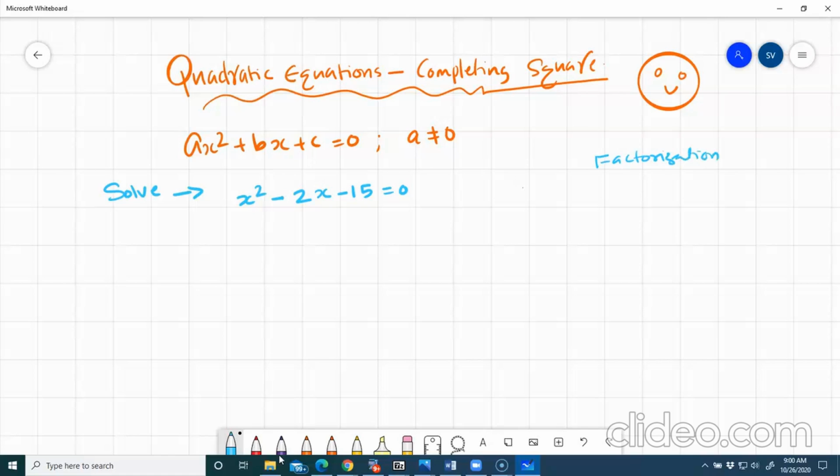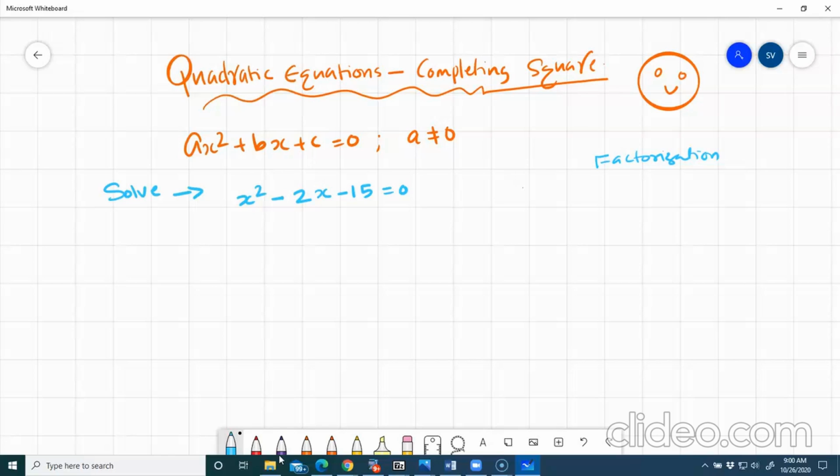That means split the given quadratic equation into two pieces and use the product rule and solve it. But here, the situation is different. If you need to factorize, you should have some factors that will give you the product as the constant and the sum as the middle term. But in this case, that will not work.